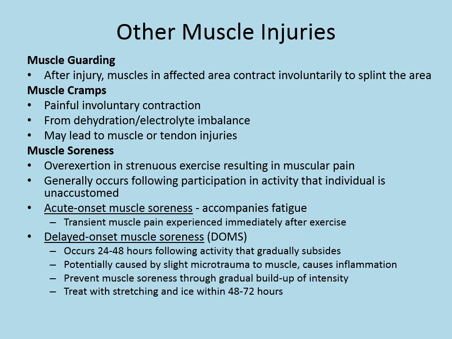As far as preventing muscle soreness, we can do that through a gradual buildup of intensity of exercise. Ideally, something along the lines of 10% every week. But if we do get delayed onset muscle soreness, we'll try to treat that with stretching and using ice within the first 48 to 72 hours. And after that, the muscle soreness should subside.